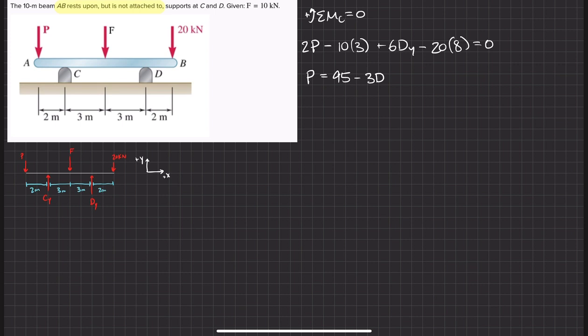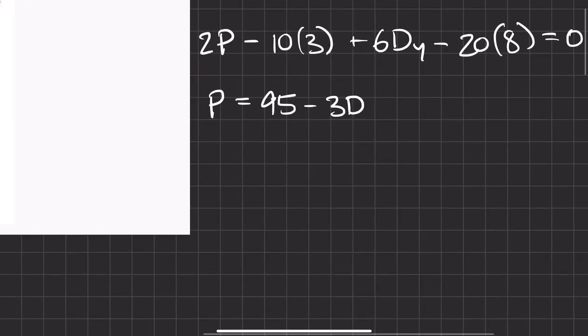What we can do to figure that out is we know that the P value that will allow us to stay in equilibrium is when the force of D is equal to 0. So to find that limit, we set this equal to 0 and solve for P. And so for our upper limit of P, we get that it is equal to 95 kilonewtons.